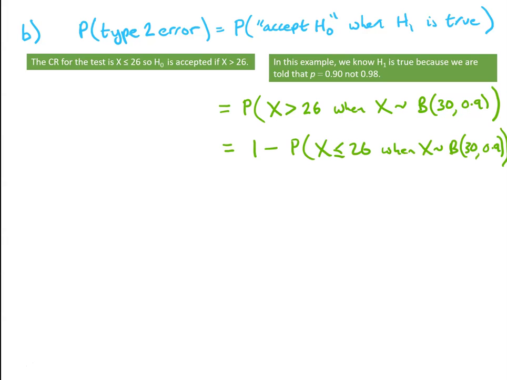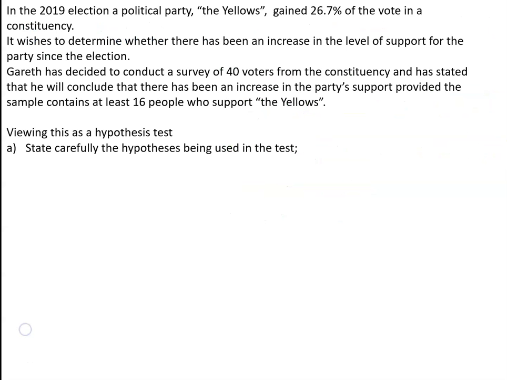That's the same thing as 1 minus the probability that x is less than or equal to 26 when x has the binomial distribution with n equals 30 and p equals 0.9, and I can obtain that directly from my calculator. So that's 1 minus 0.3526. So we've got 0.6474 for the probability of a type 2 error. Let's now move on then to a second example.